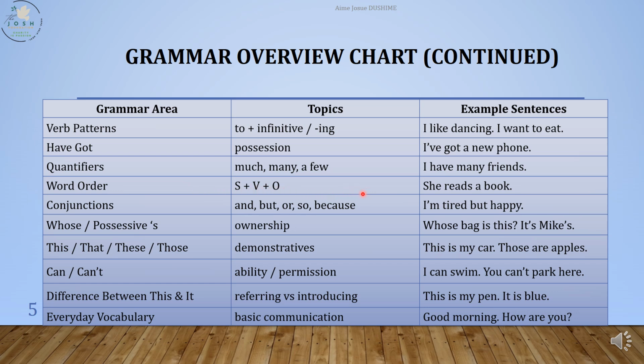We also learned what we call the word order: subject, verb, object. And when we have place and time, we say subject, verb, object, place and time. She reads a book, for example, at home in the evening or at night.